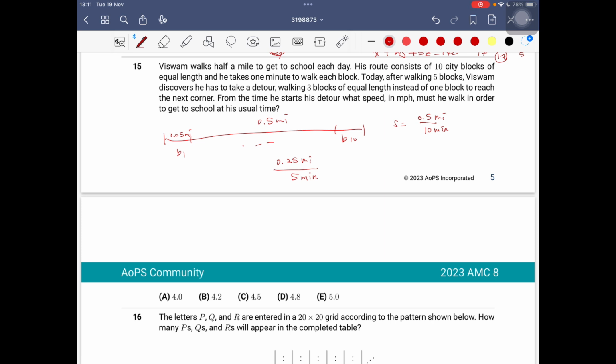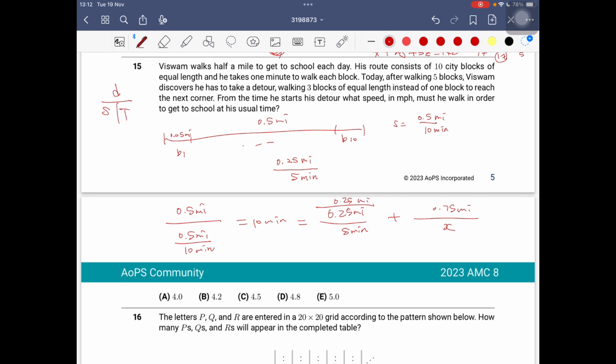But he wants to make the same time. So time should be distance over speed. His usual time is distance over speed, which is literally 10 minutes. But he wants to make the same. So 0.25 mile over 5 minutes, plus now he has the other half of the blocks, but all of them increased by 3 times. So 0.75 miles now. But we don't know what the speed is.